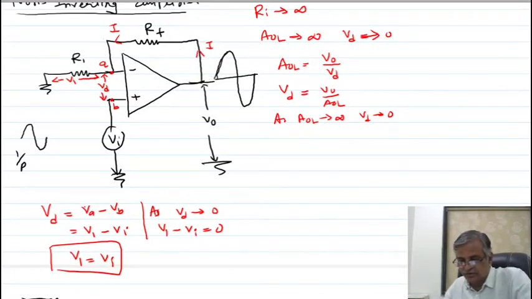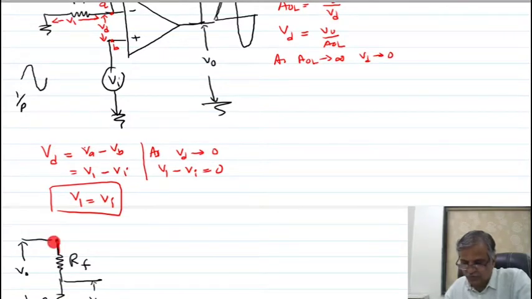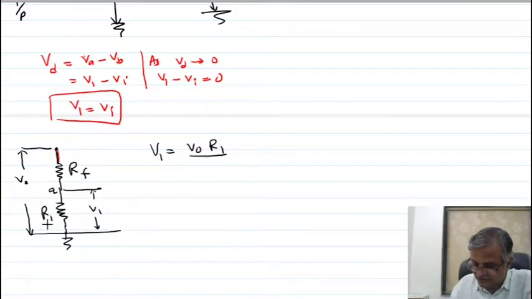From here to here I am showing you. At this point voltage is VO, with respect to ground. At this A point the voltage is V1. Now, we already know the potential divider equation. So from this I can write V1 is equal to applied voltage into this resistance upon Rf plus R1.